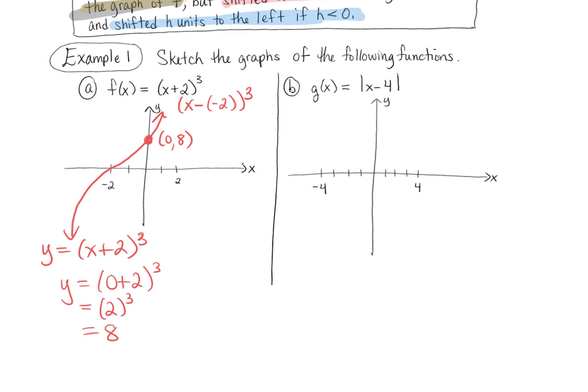How do we read this function? g of x equals the absolute value of x minus 4. So what's the dominating function? The absolute value, right? Good. What's the shape of the absolute value? I see hands in the air.